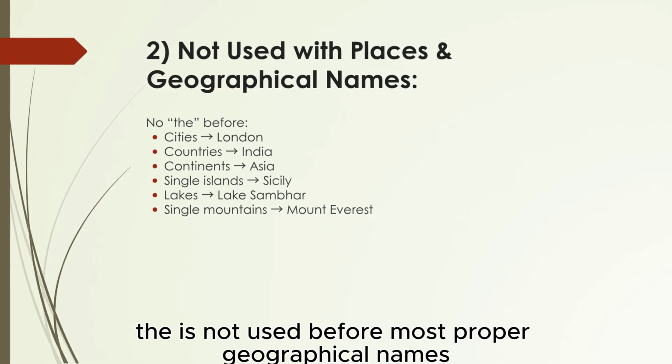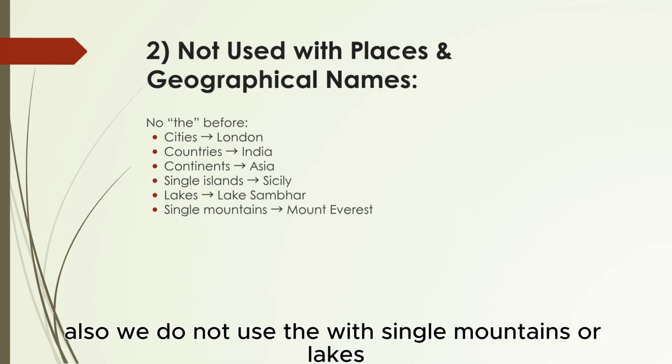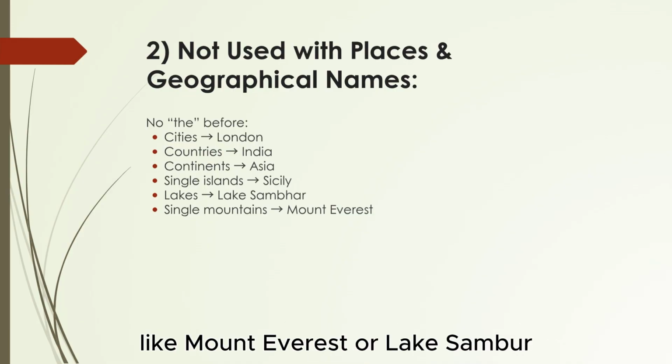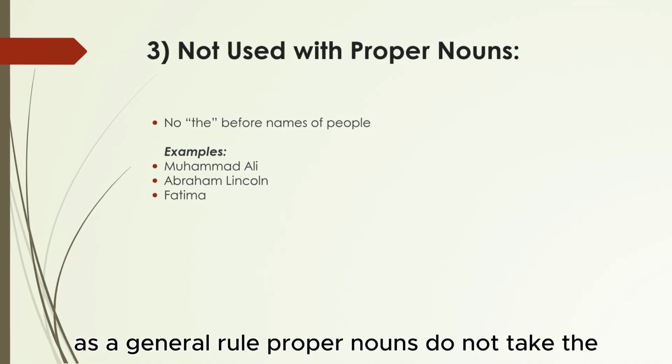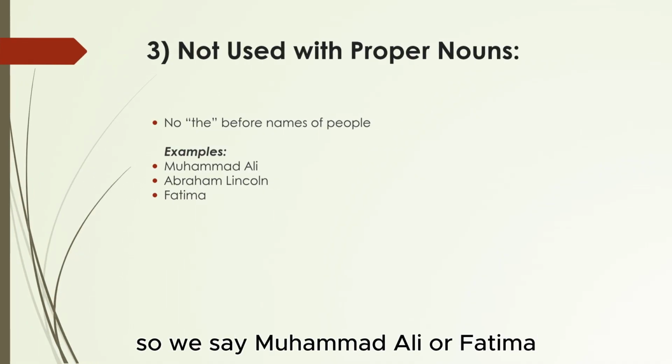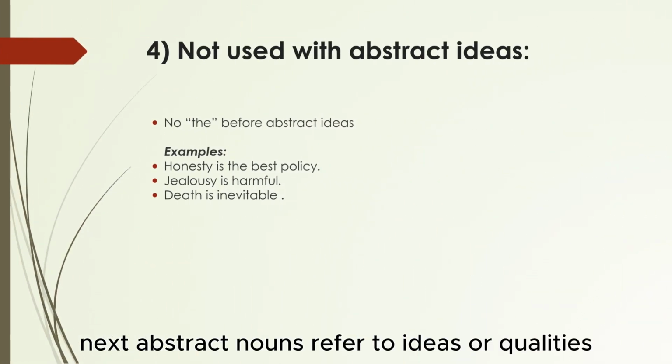The is not used before most proper geographical names. For example, we say London, India, and Asia without the. Also, we do not use the with single mountains or lakes like Mount Everest or Lake Sambar. As a general rule, proper nouns do not take the, so we say Muhammad Ali or Fatima, not the Muhammad Ali or the Fatima.